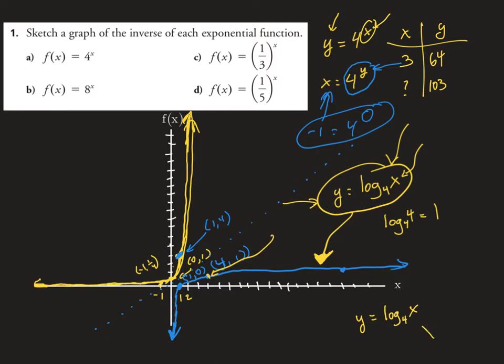And now I could just plug in 103. Y equals the log base 4 of 103. And this answer will be the value. It'll be 3 point something. Whatever 4 has to be raised by to give me 103.